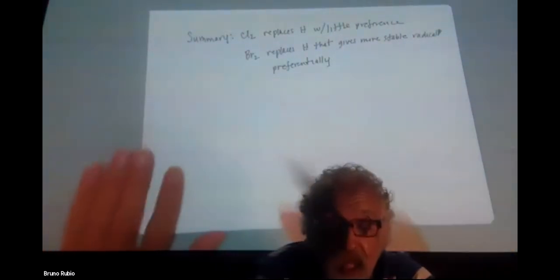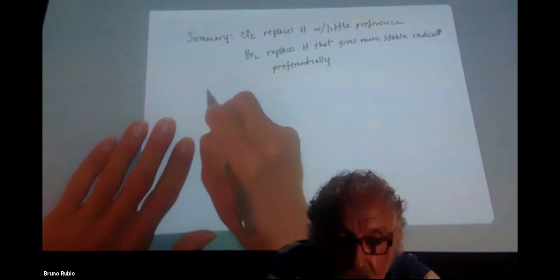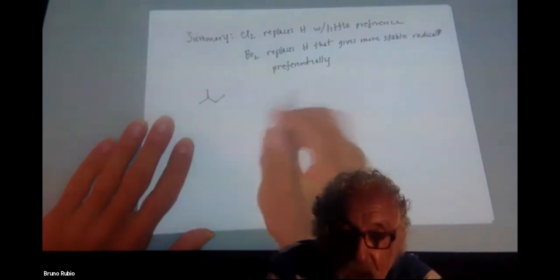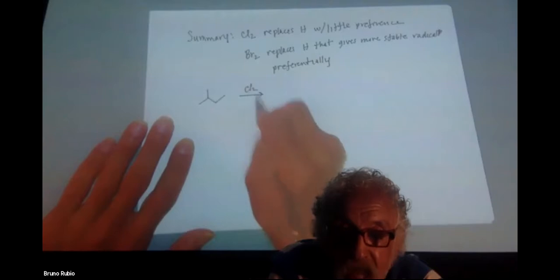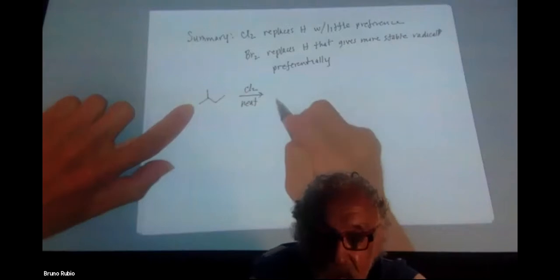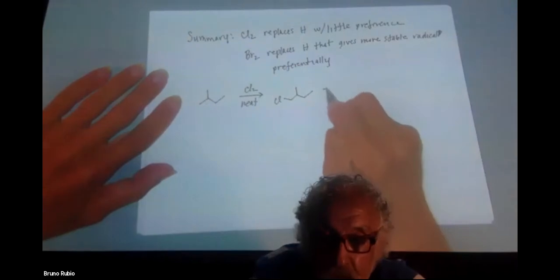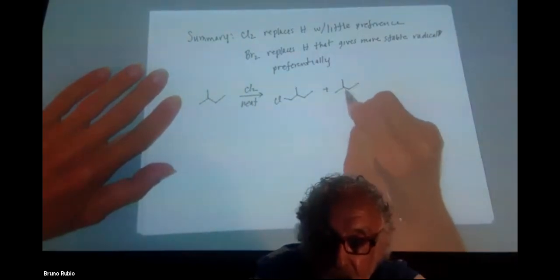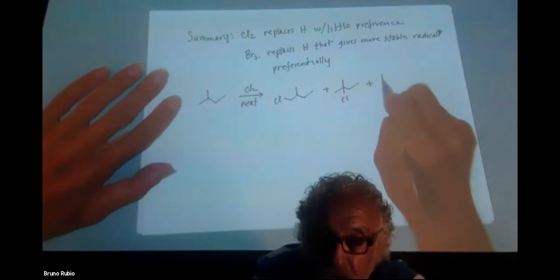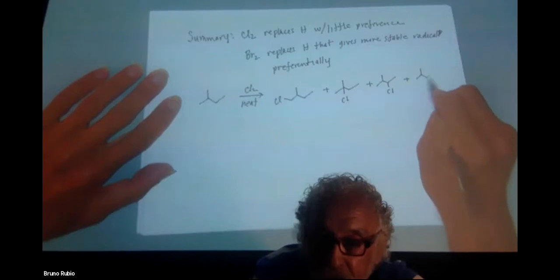Okay, so we can use this for product prediction. So for example, if I were to have this guy, and if I were to react him with Cl2 and heat, what would happen? Well, Cl2 replaces hydrogens with little preference. So what I'm going to get is replacement of this hydrogen over here to give that, plus the replacement of this hydrogen down here to give that, plus the replacement of the hydrogens that live here to give that, plus the replacement of this hydrogen over here to give that.